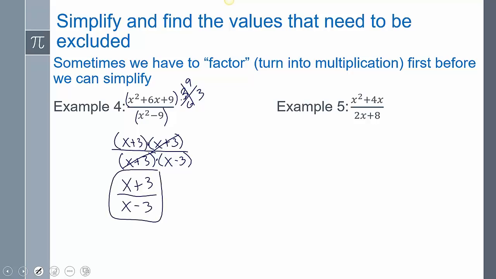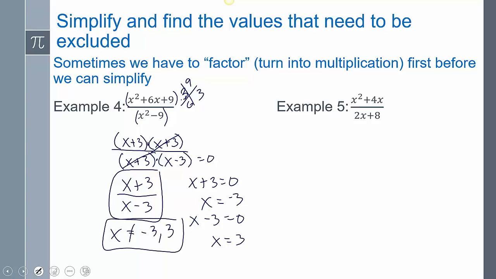This right here, that is my reduced expression. Now set the denominator equal to 0. So I get x plus 3 equals 0, x minus 3 equals 0. So x is negative 3, x is 3. So x cannot equal, because if I plug these values in, you get a 0 in the denominator, negative 3 and positive 3. Those are my exclusions.